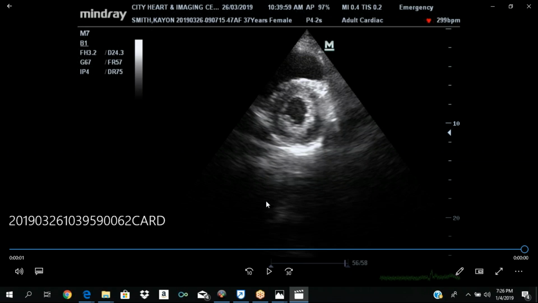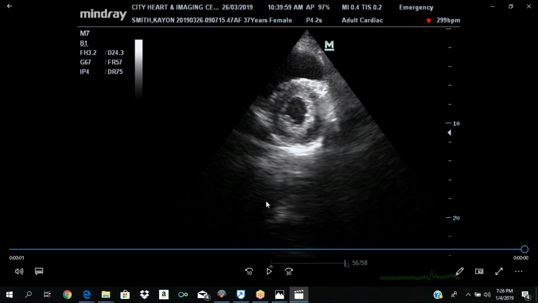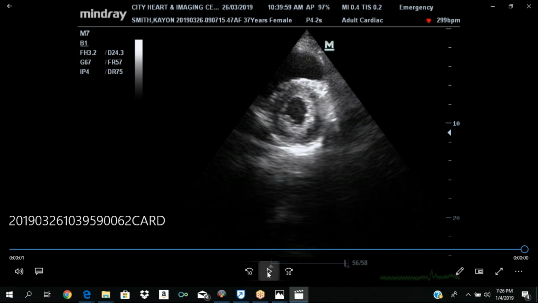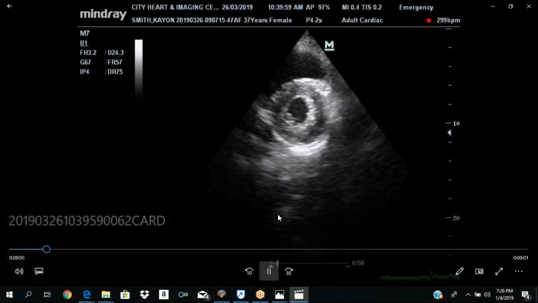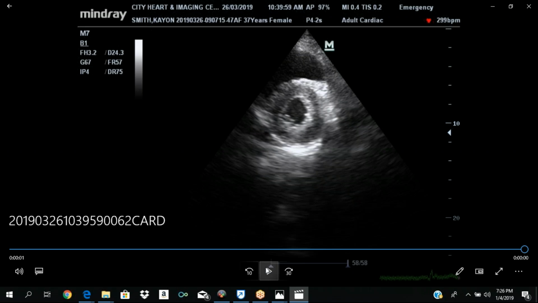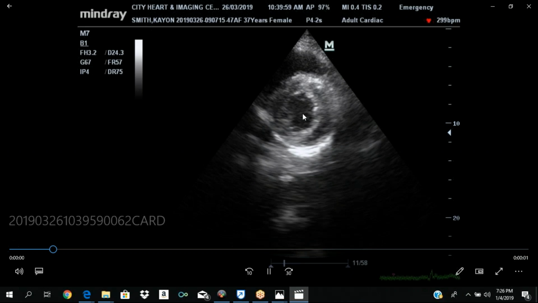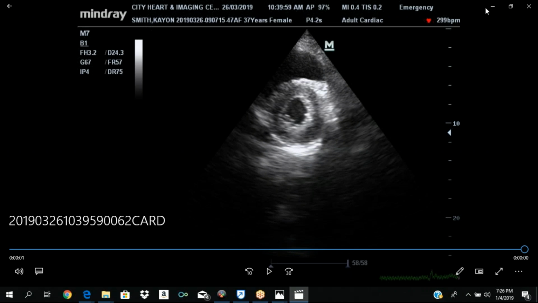So from the base, you're going to move the angle of the transducer up a little bit more, and you should get the papillary muscles. So this is one papillary muscle over here, another one there. This is the anterior lateral papillary muscle over here, your posterior medial papillary muscle. This is your anterior wall again, septum, lateral wall, inferior wall. Okay, so short axis at the mid cavity level, where you have your papillary muscles.